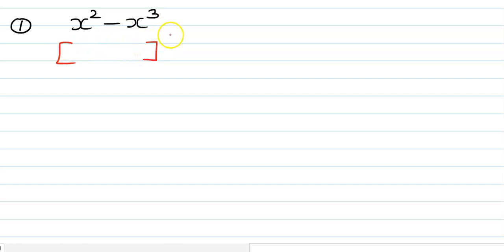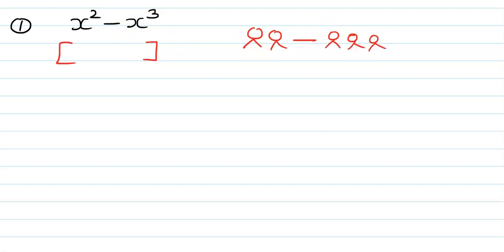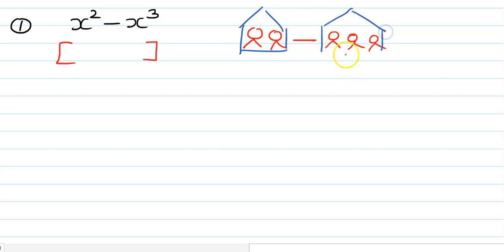So we can understand this question this way. x square: suppose this is x, so here x is 2, so I've made 2 people here. Now minus x cube, x is 3, so we can make 1, 2, and 3. And this is house 1. They are living in this house. And this is another house. They are living in this house.